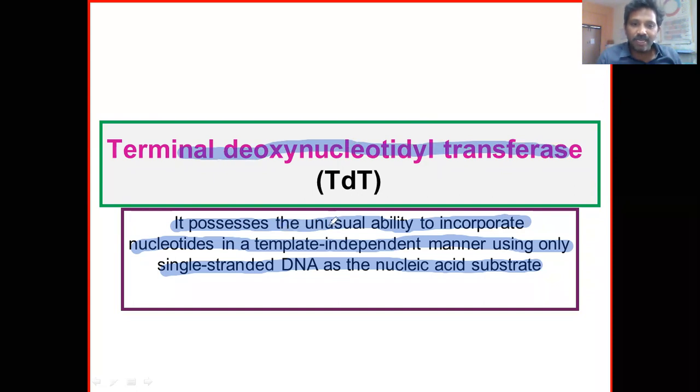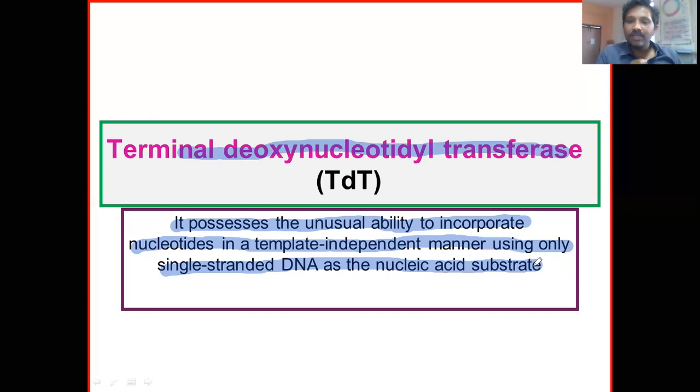it possesses the unusual ability to incorporate nucleotides in a template independent manner using only single strand DNA as the nucleic acid substrate. Very clear that this enzyme can use single strand DNA as a substrate to catalyze the incorporation of nucleotides at the 3' end.